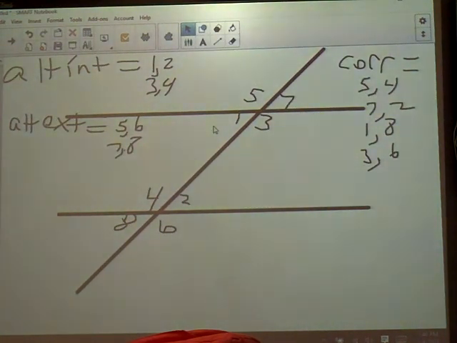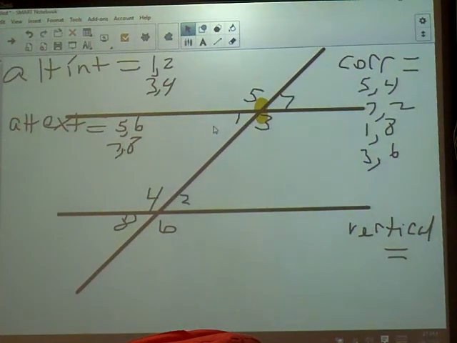All right, vertical angles. This is probably one of the most common ones that I see a lot. Vertical angles are also equal, so we're sticking to the equal theme for right now. Vertical, V-E-R-T, like vertex. Vertical angles share a vertex. So that vertex would be this thing right here. They share that vertex. They back up to each other.